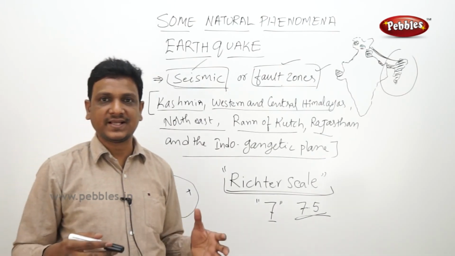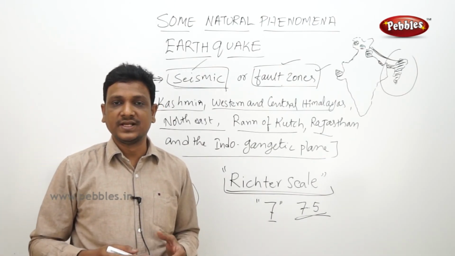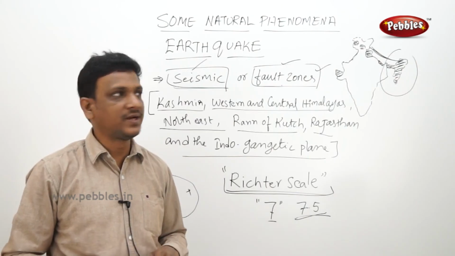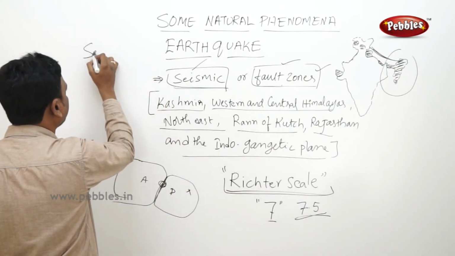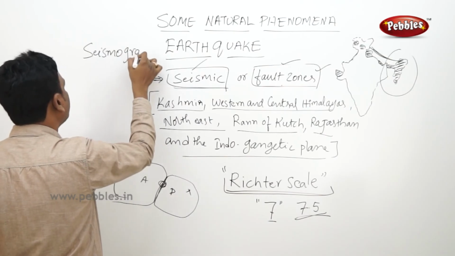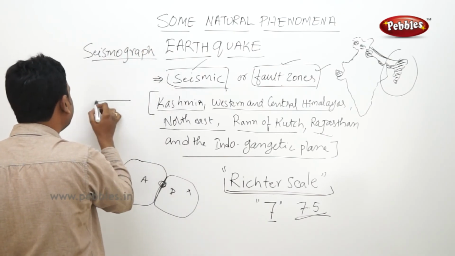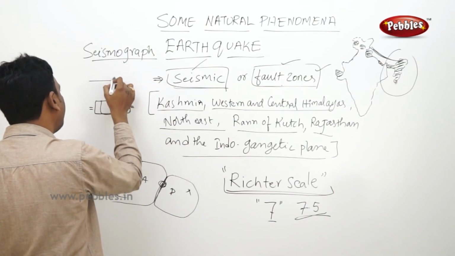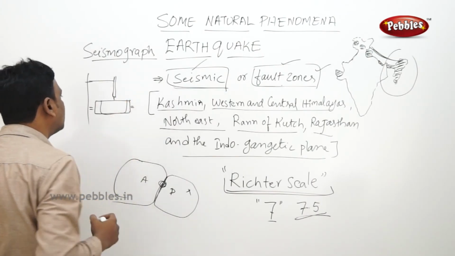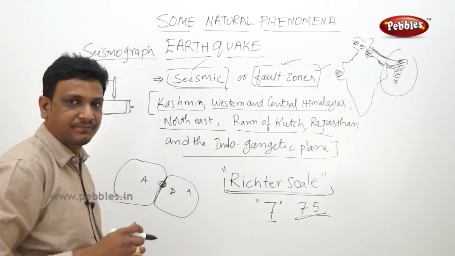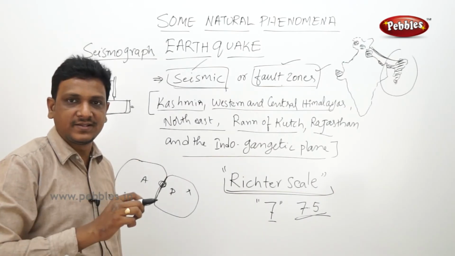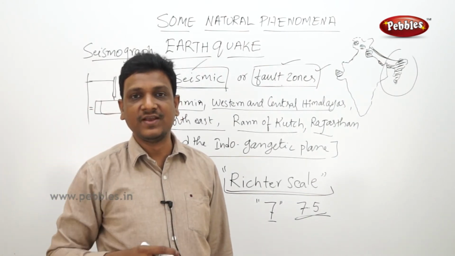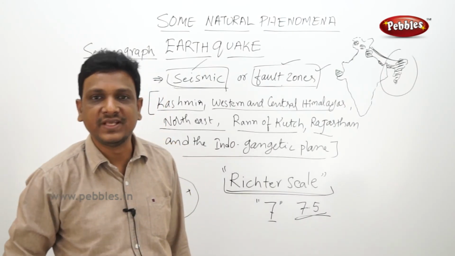But how is the earthquake recorded and measured? How is its severity measured? It is measured with an instrument called a seismograph. This instrument has a cylindrical drum. On the drum there is a paper roll, and there is a suspended pen. When there is an earthquake, the pen vibrates. The drum rotates, and the vibrating pen makes wave-like markings. Depending upon the measurement of the wave-like markings, they identify the severity of the earthquake.